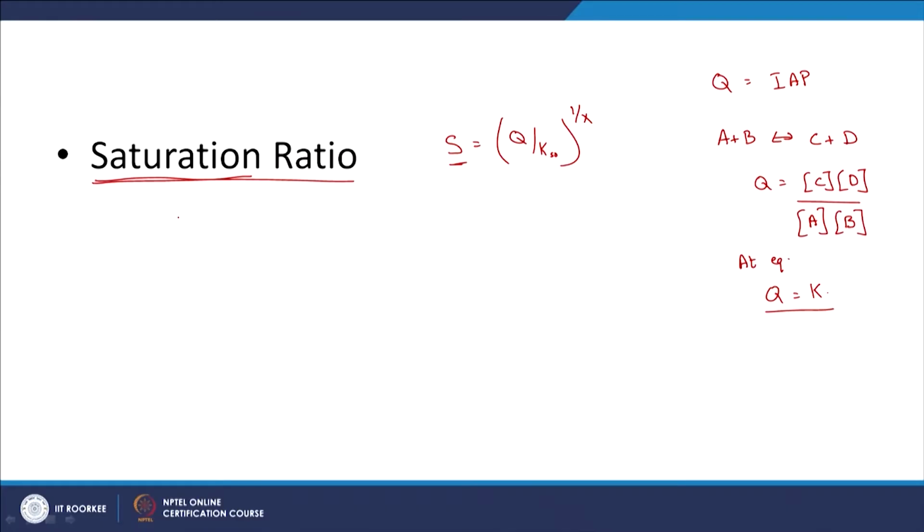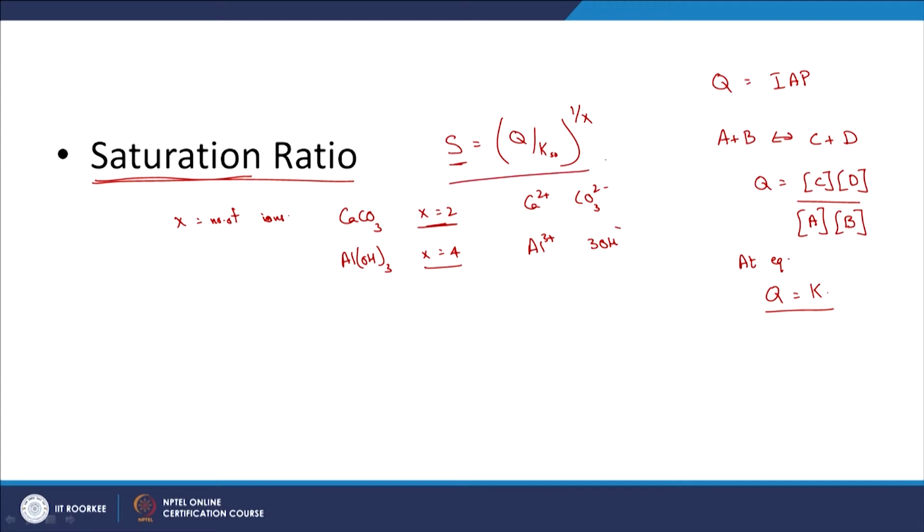But what is X? X is the number of ions. For example for CaCO3, X will be equal to 2, and for Al(OH)3, X is equal to 4. Why is that? Ca2+ and CO3 2-, so 2 ions, and Al3+ and 3 OH-, so 4 ions. So you have different levels of S.